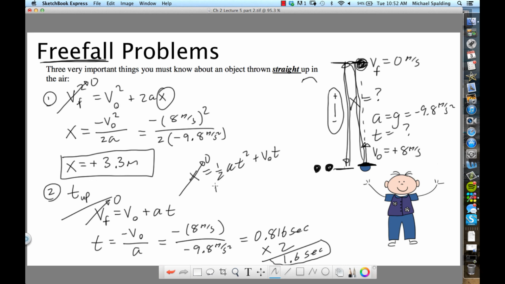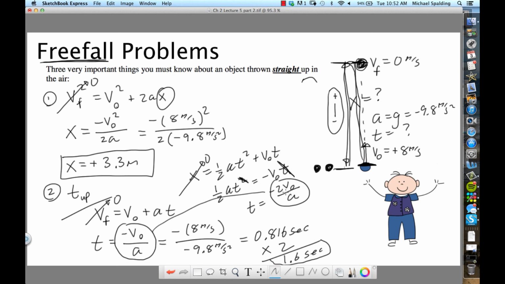So now look what you get. You get 1/2 AT squared equals negative V initial t. Now what happens to one of those t's? One of the t's cancels, and you get t equals negative 2V initial over A. Notice this and this. What do you notice about them? Times 2, right? So you plug into this, and you're going to get 1.6 seconds. So you could have just done it in one calculation. Is this making sense?